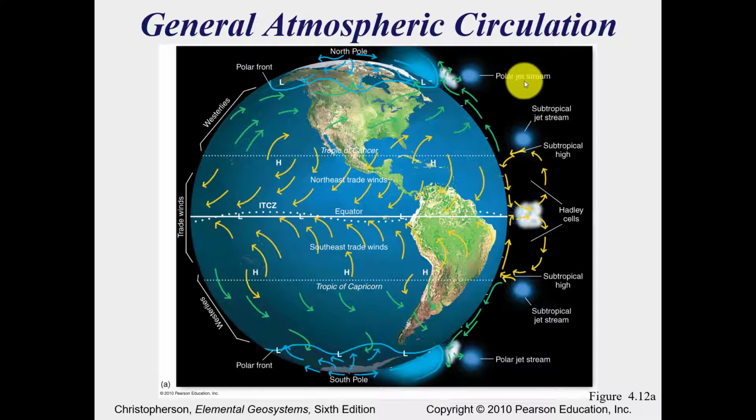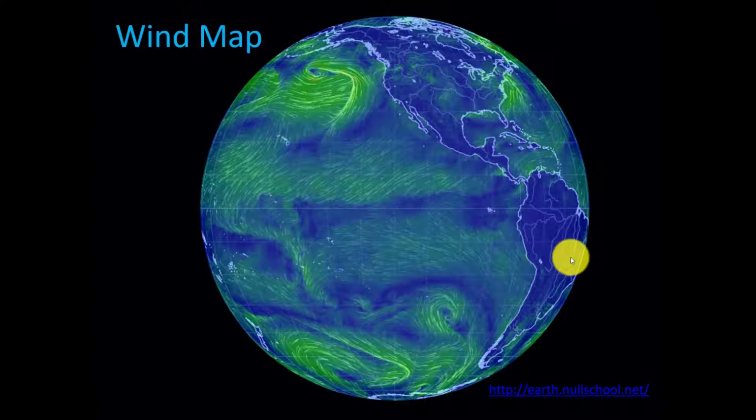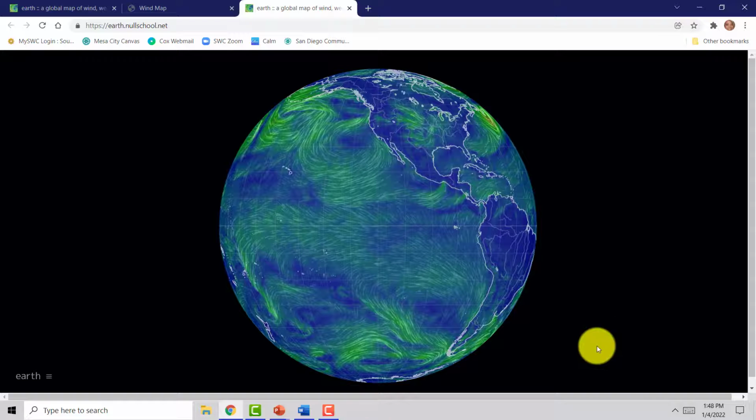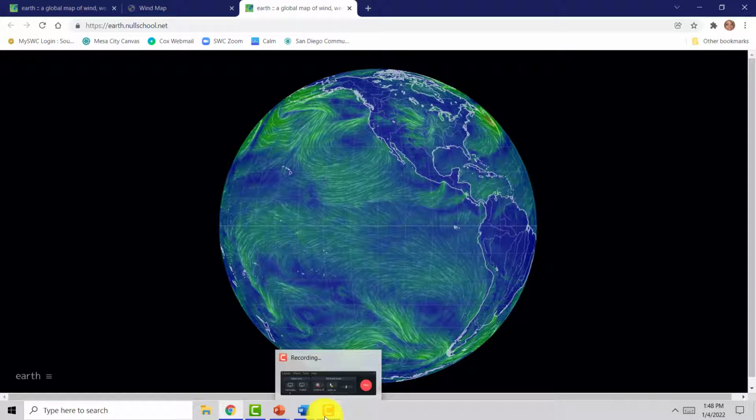We also have systems like a polar jet stream and a subtropical jet stream, that are represented by these blue ovals that you see here on the map. There are also cells called Hadley cells, and those are influencing the general circulation in the atmosphere. So what does this all look like if we put it together? Let me show you an example of a website that shows the wind map.